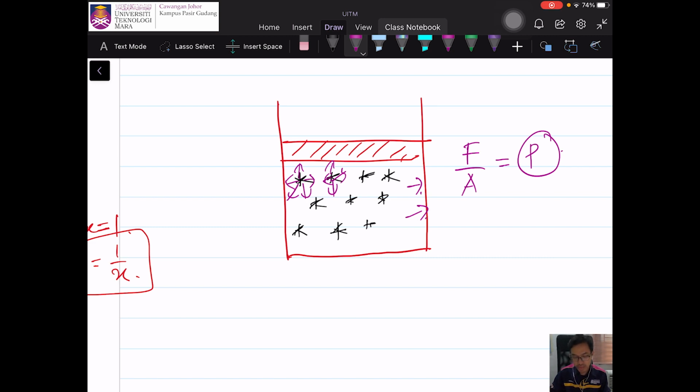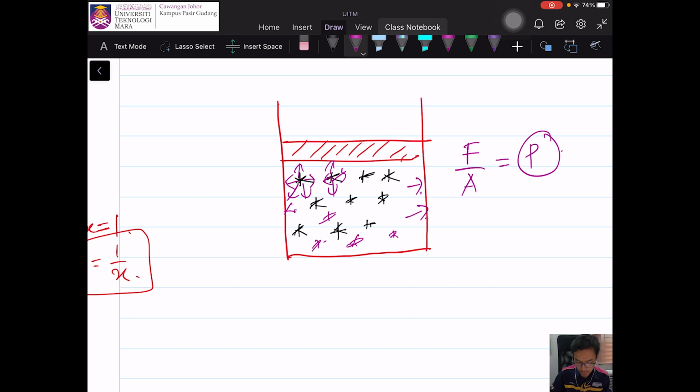Basically, in fluid mechanics, you have experience of this F over A, which is the pressure of the fluid, and the magnitude will always be constant throughout the system. So the pressure at any direction, in any position, will be the same inside the piston cylinder device.